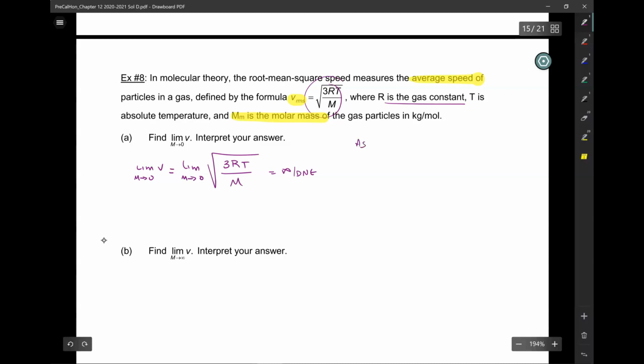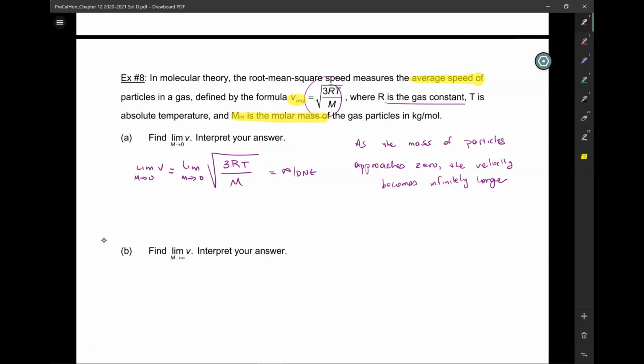So as the mass of the particles approaches 0, the velocity becomes infinitely large. You don't plug M to 0 exactly to get the answer. And that makes sense, right? As something becomes smaller, it will gain speed. Intuitively, that makes sense.